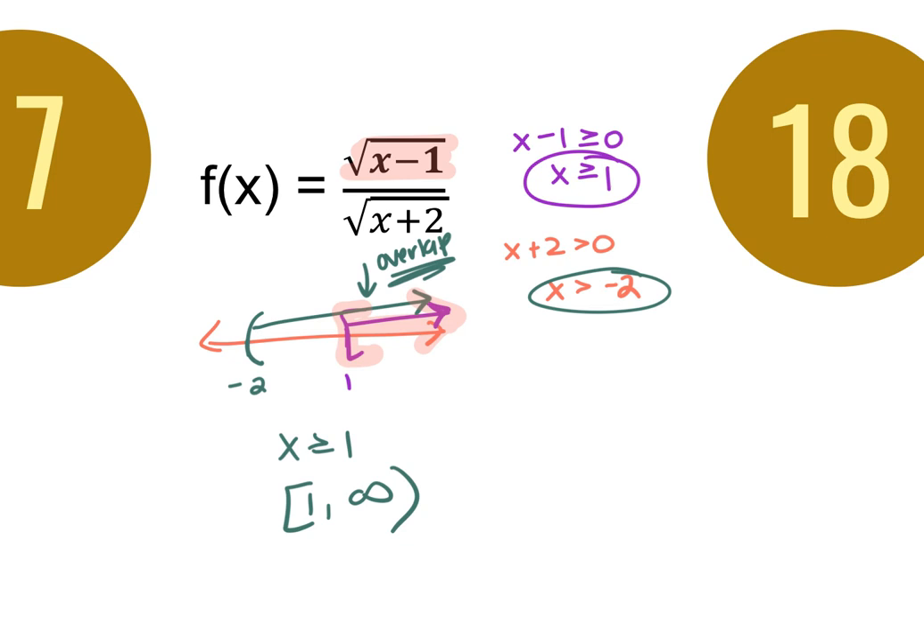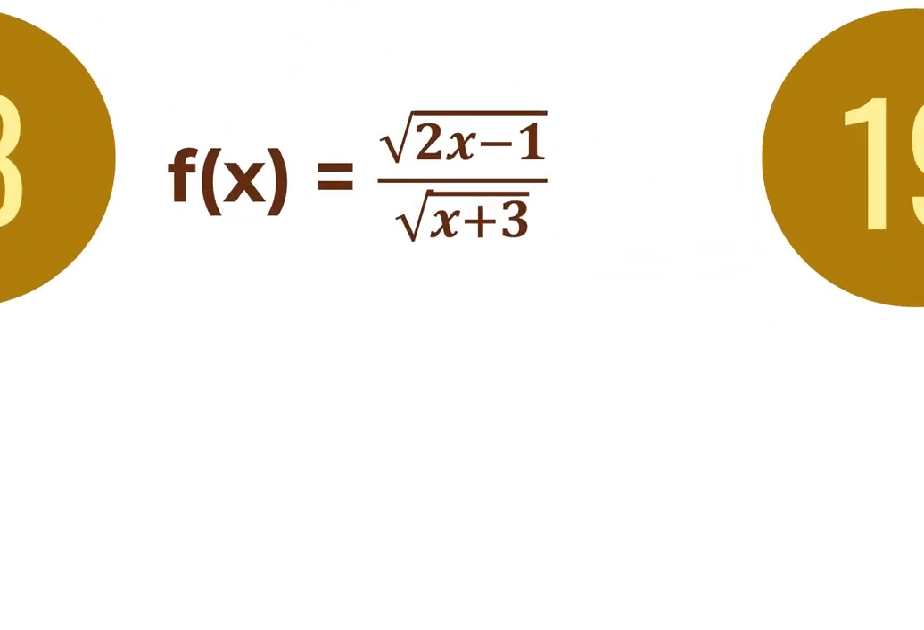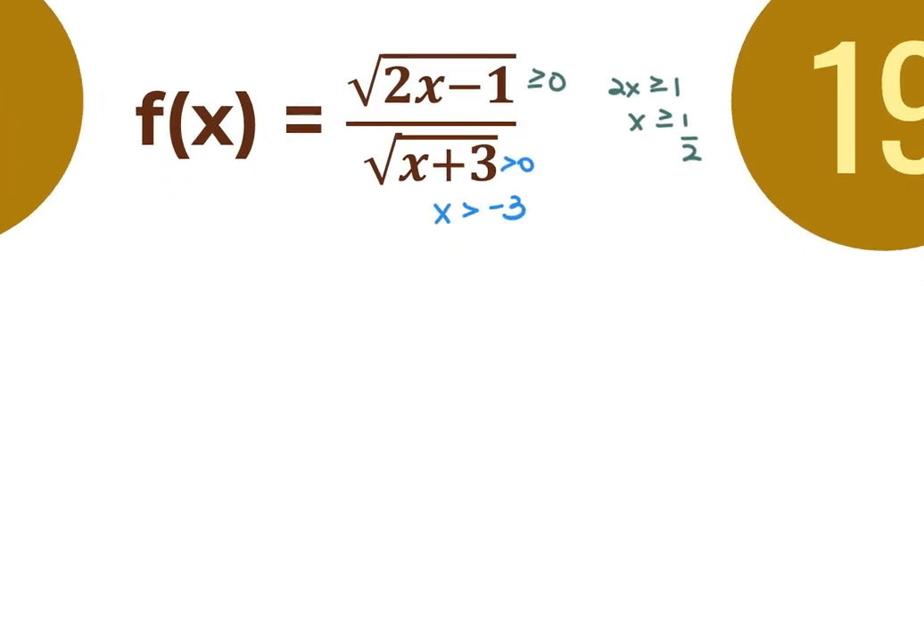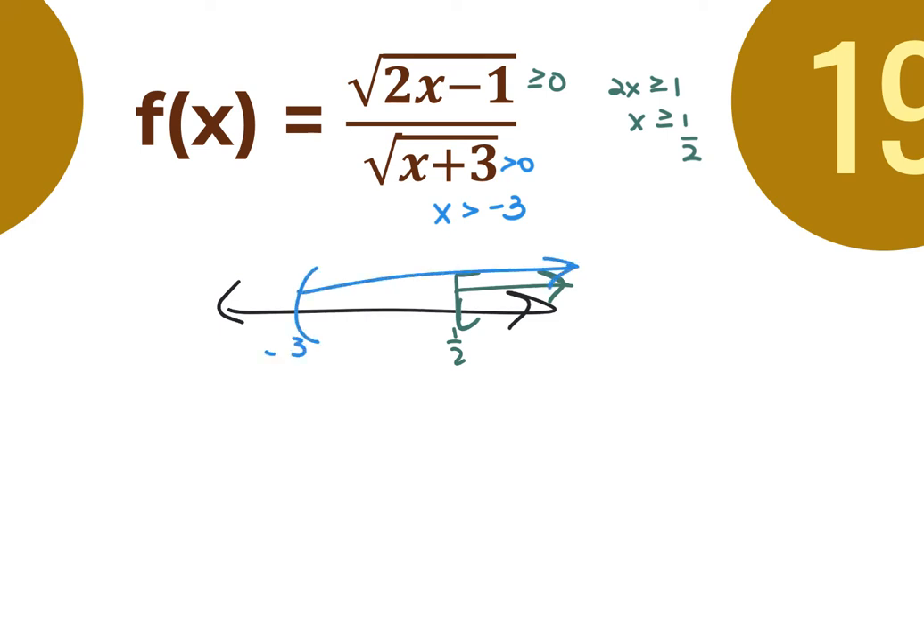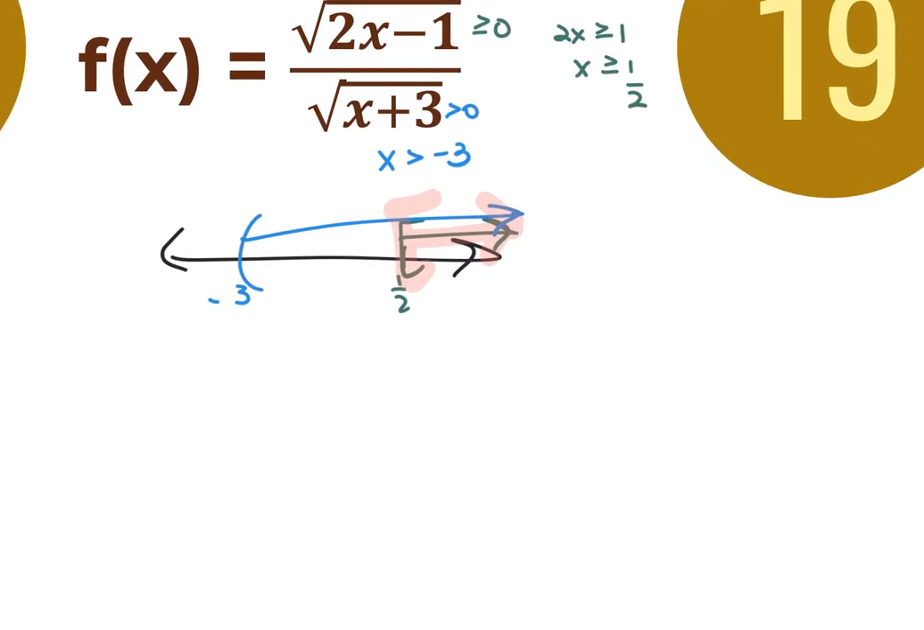All right, so go to 18. Numerator greater than or equal to 0, so 2x greater than or equal to 1, and x has to be greater than or equal to 1/2. Denominator greater than 0, x has to be greater than -3. So 1/2 greater than or equal to, denominator greater than. And again, it's only where they overlap, which would be 1/2 to positive infinity.